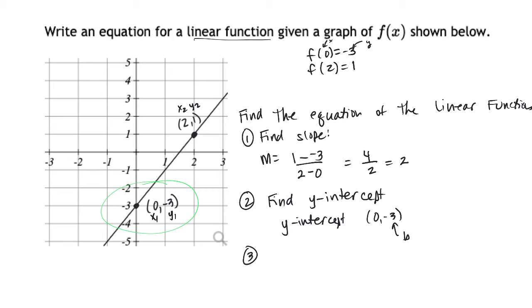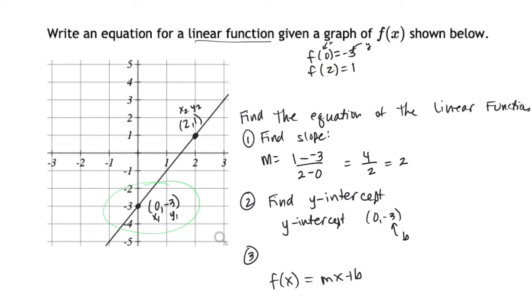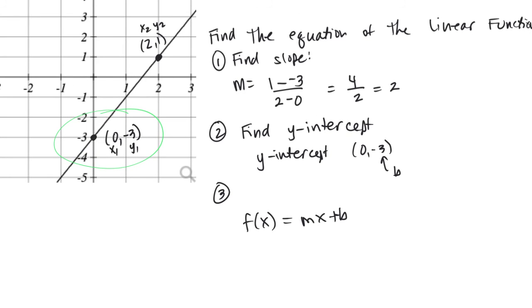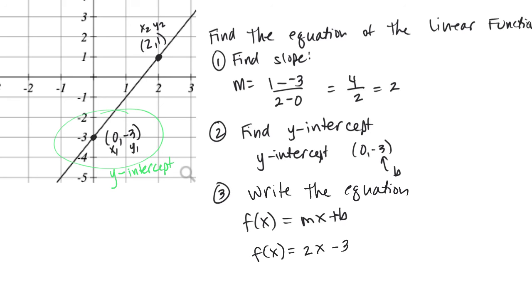Okay, and the final step is to write my equation, and it would be in the format f of x equals mx plus b. Since we're in function notation, we would just replace y with f of x. And so we would get f of x equals, the slope is 2 times x plus b, which is -3. So it would be -3. And there's the equation of our linear function.